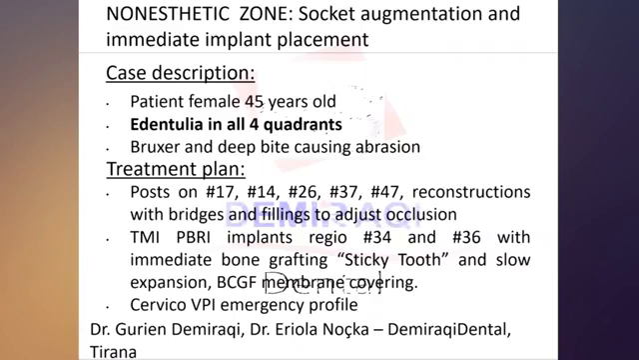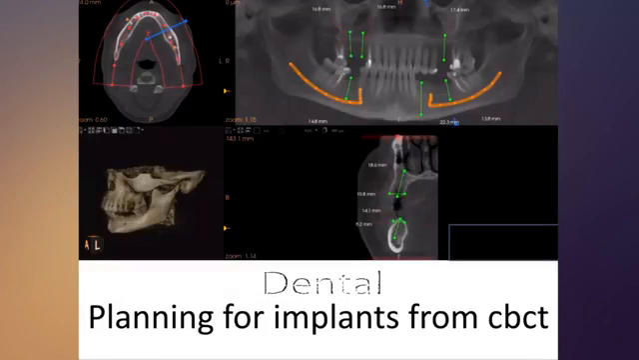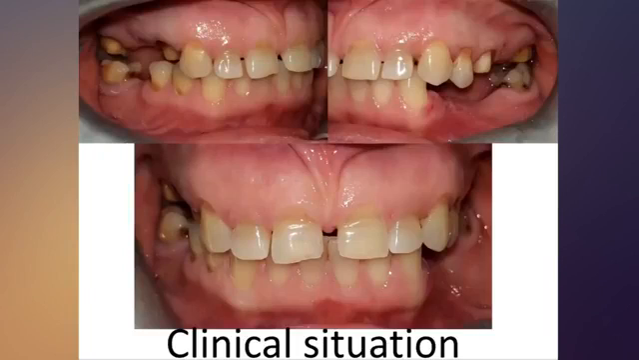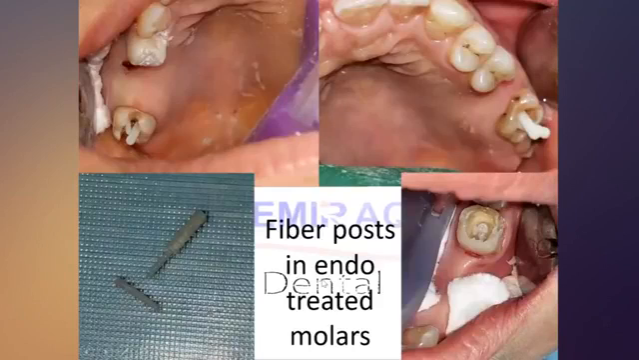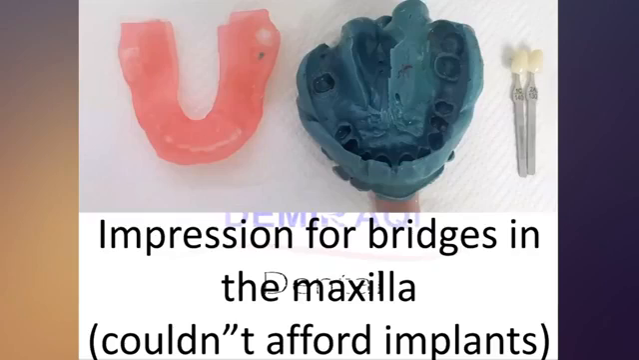Another case, 45 years old patient, edentulous in all 4 quadrants, but she chose bridges in the upper ones and a couple of implants in the lower one. So this is a deep bite situation and a bruxer. So we need to enhance the bite, otherwise it won't work and our implants and everything we do will go lost. Fiber post, as you can see, used, since this is a multidisciplinary case.